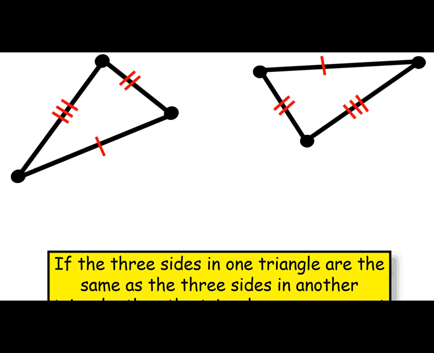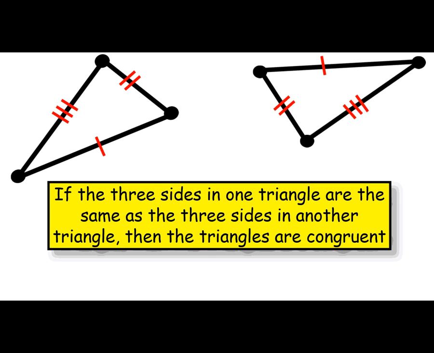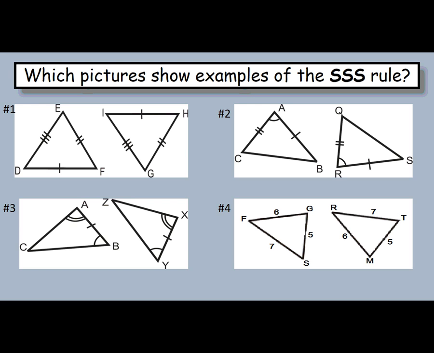So the SSS rule says if the three sides in one triangle are the same as the three sides in another triangle, then the triangles are congruent. This is SSS for side, side, side. The three sides in one and the three sides in the other. So here are some sample geometry problems.